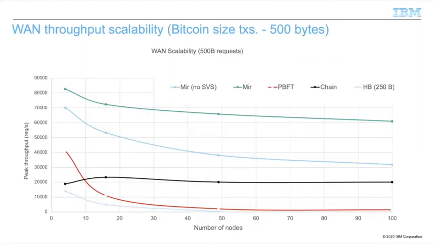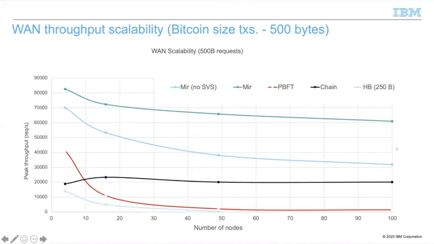So how does WAN scalability look? The numbers are here. The red line is PBFT single leader, scaling as expected. This is what we discussed: it scales inversely proportional to the number of leaders. Chain is the black line. It scales very well, but remember, this is a very optimistic protocol. And Mir, the blue line, is without the signature verification sharding optimization.